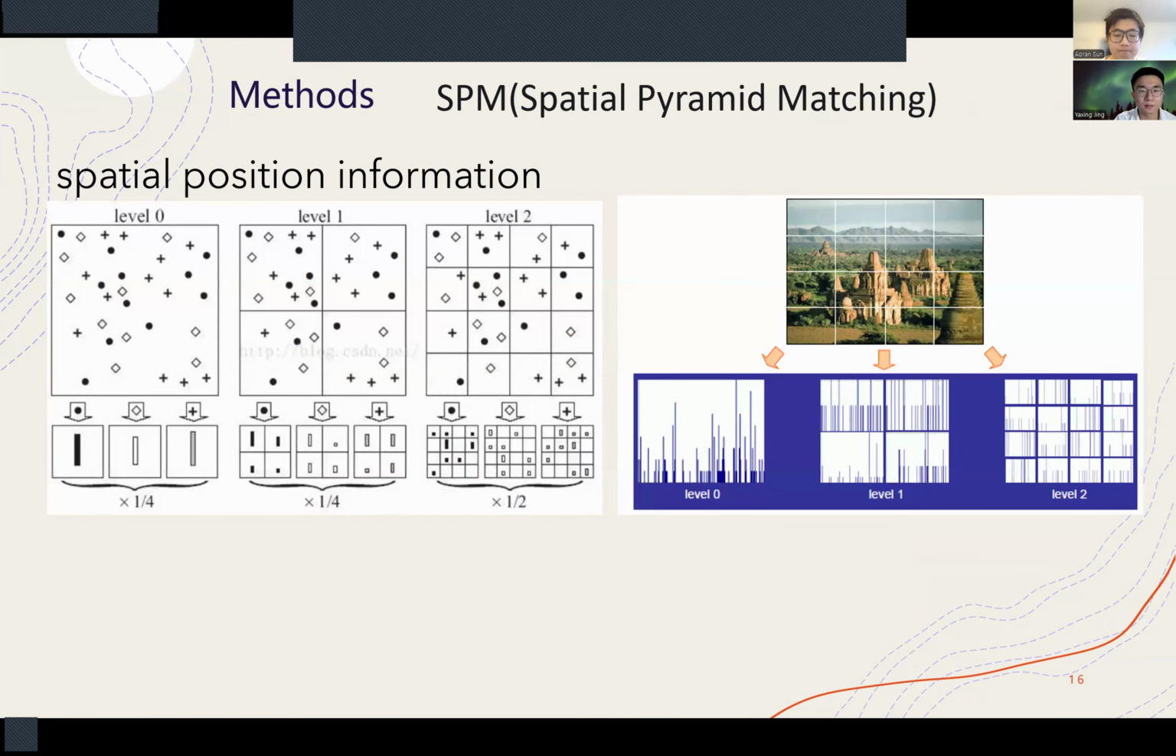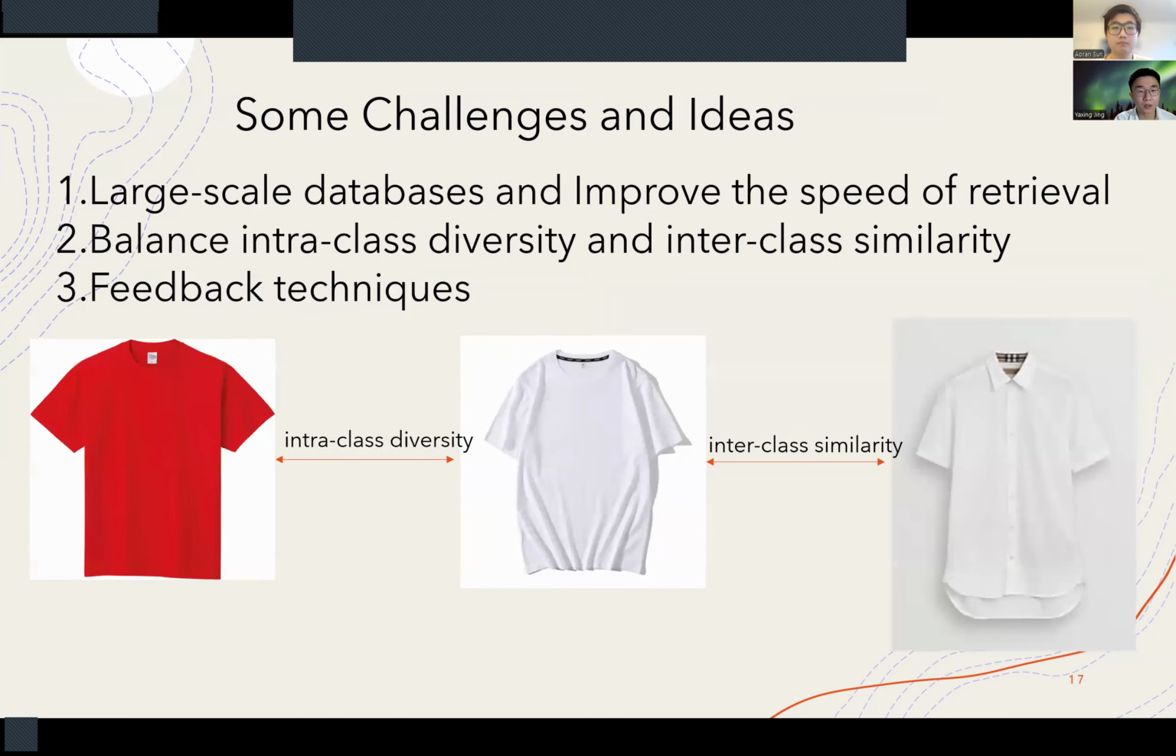And the last method is called spatial pyramid matching. Since the bag of words model completely lacks spatial position information, it significantly reduces the accuracy of features. Spatial pyramid matching addresses this issue by adding spatial position information to the BOW model. Essentially, SPM incorporates a multi-scale approach on top of the BOW model.